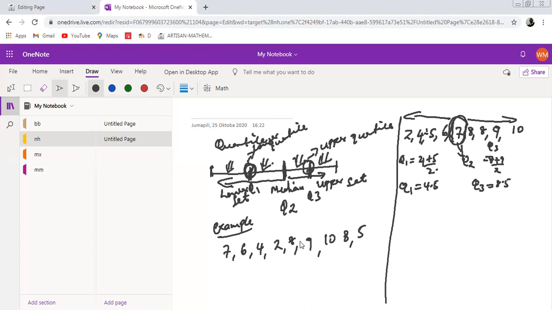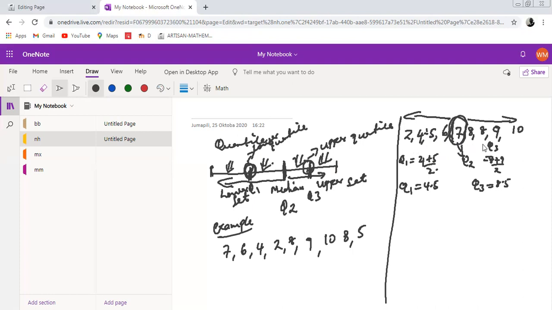For ungrouped data, first of all, arrange them into ascending order or descending order, locate the median, and then you can circle the median if the values are odd numbers, and then locate the median of the upper set and the median of the lower set.